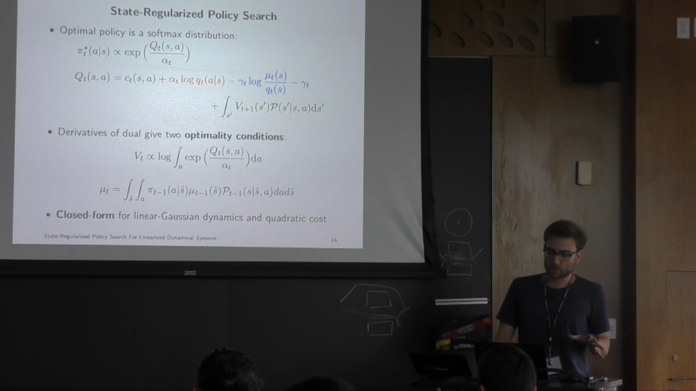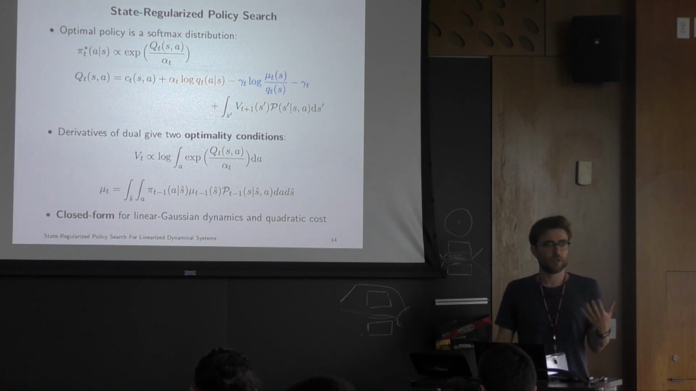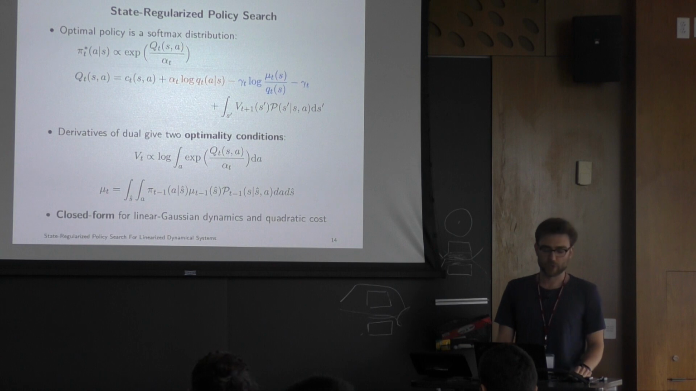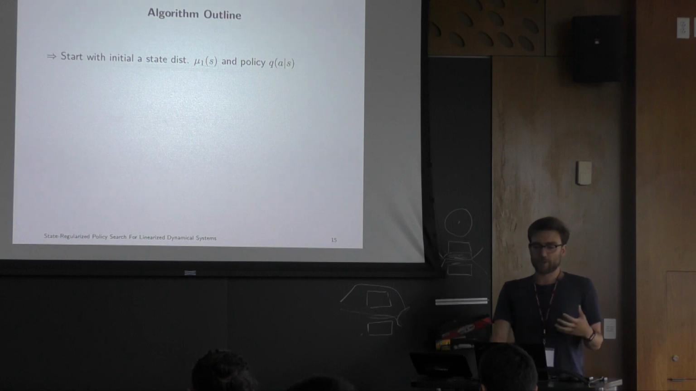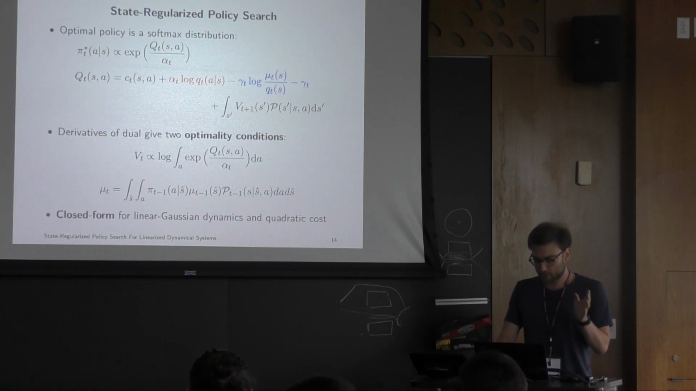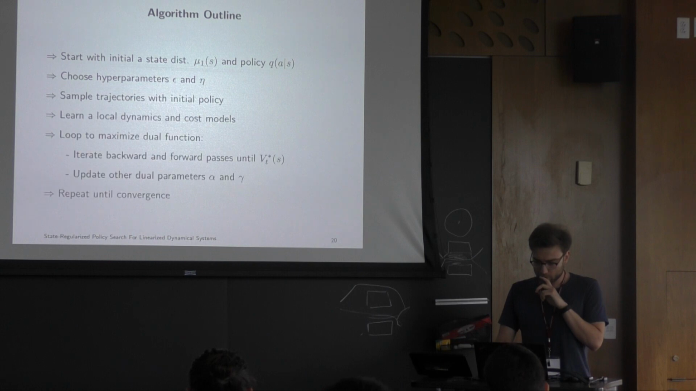Now, it turns out if you learn models that are linear Gaussians in the dynamics and quadratic cost functions, you'll have very beautiful math, and you can solve this in closed form. So let me now just give you an outline of how the whole thing works. Let me go over it very quickly.